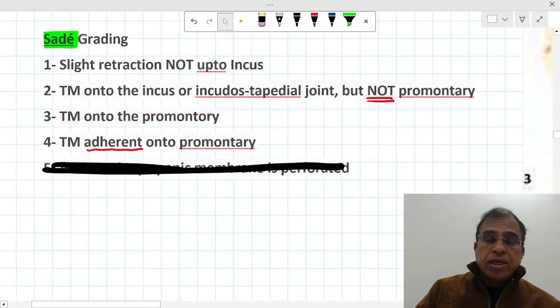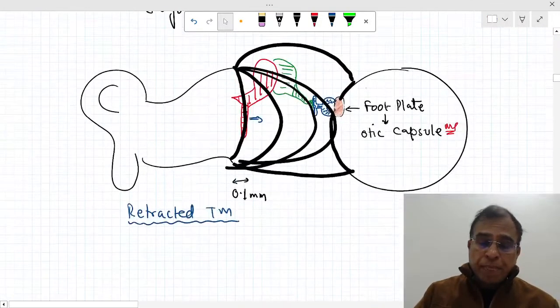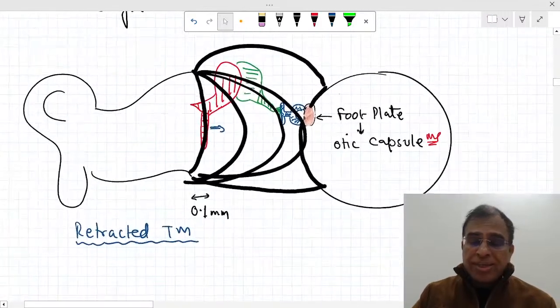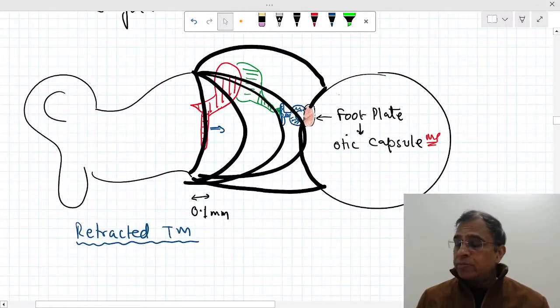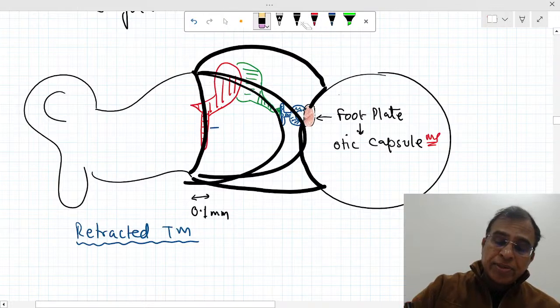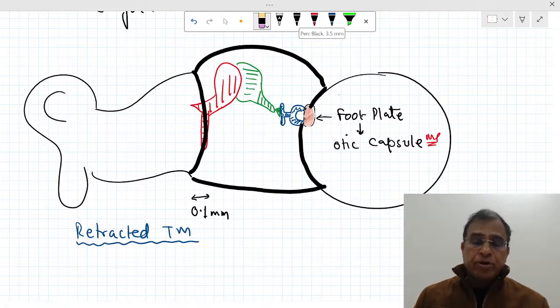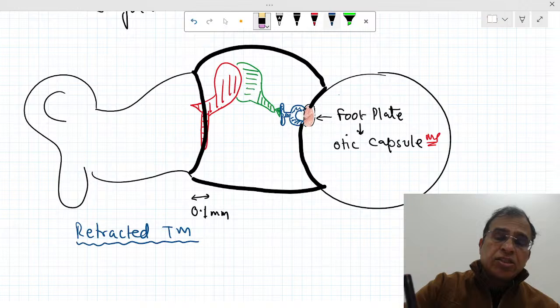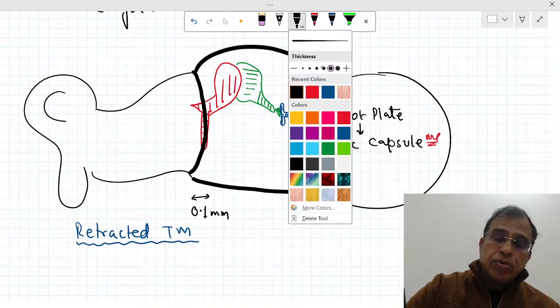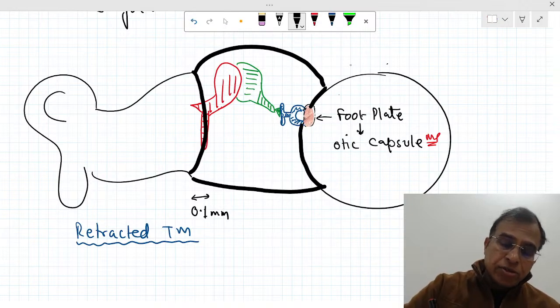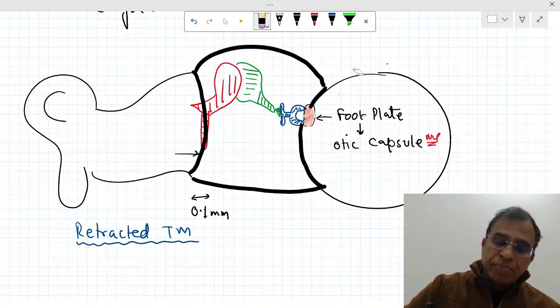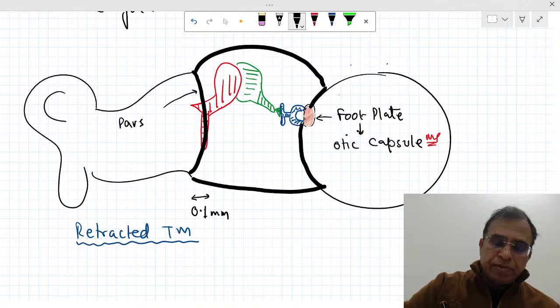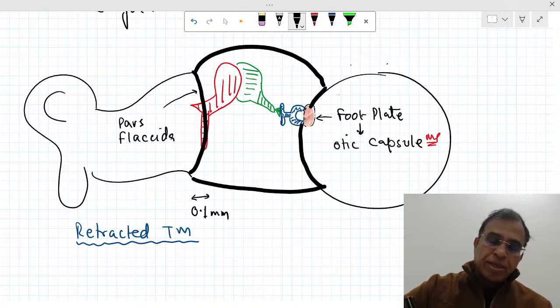Okay. Now coming back to this image, I had drawn this image for 2 reasons. One, to explain the grading, 4 grades. The second very important thing. If I ask you to identify, you know that this is your tympanic membrane, pars tensa, and this is pars flaccida of the tympanic membrane, obviously. Upper part is pars flaccida, and this you know is the neck of malleus.